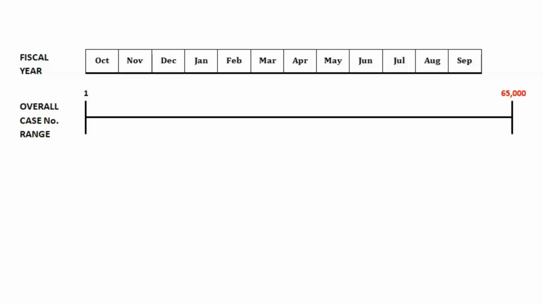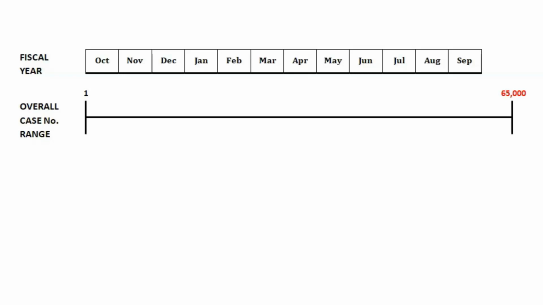Those of you who watched the previous video remember these two diagrams. The first one represents the United States fiscal year, and the second one shows the overall case number range of a region. That overall case number range goes from case number 1 to case number 65,000. Now, what I'm going to do next is to add what would be logical cutoff numbers to these diagrams, indicating the likely time of interview of different case number ranges during the fiscal year.